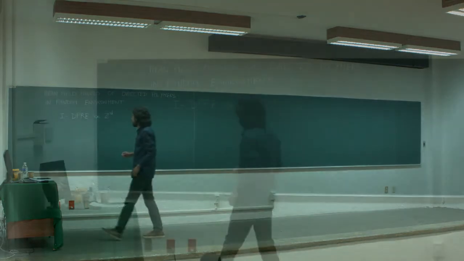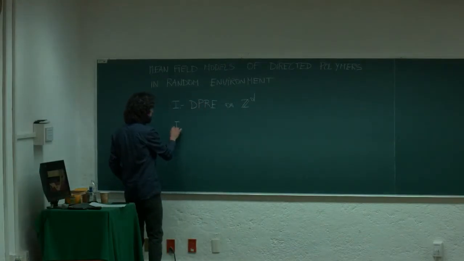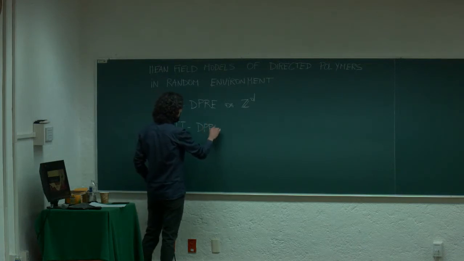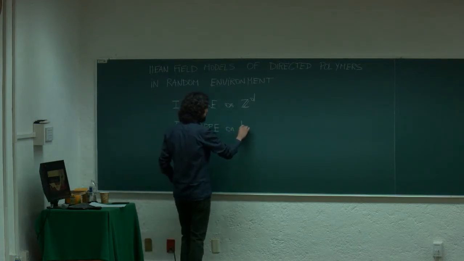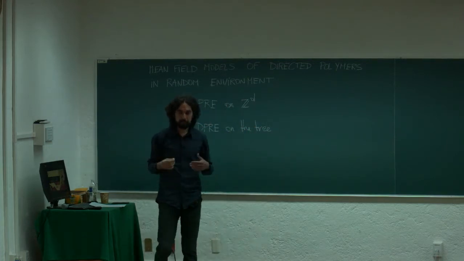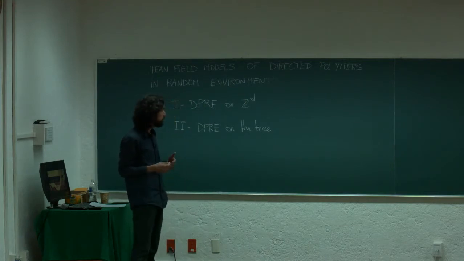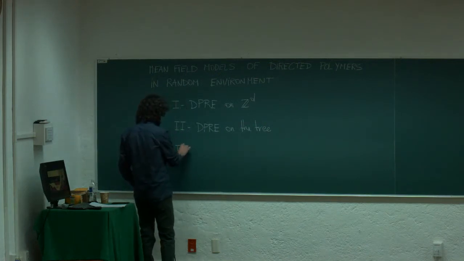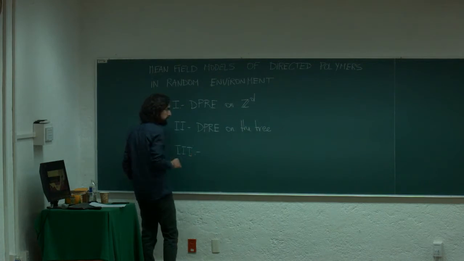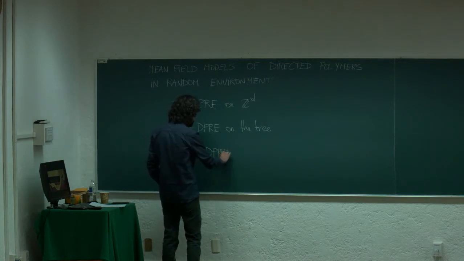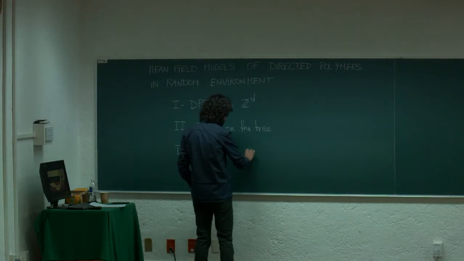Next, I will talk about, let's say, a simplification, directed polymers on the tree. Okay. So in this case, one can give a complete characterization of the phase transition. I will hopefully give you a complete proof of the phase diagram of the model. And then on Thursday, I will talk about a recent work with Alejandro Ramirez and Francisco Metz on directed polymers in random environments on the complete graph.